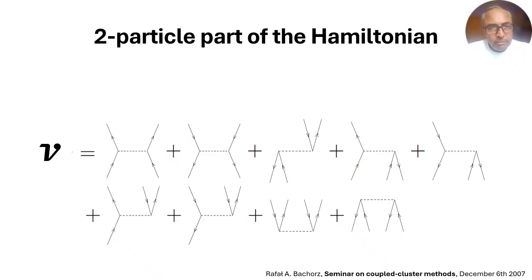From the two-particle part of the Hamiltonian, we get these 9 diagrams. The first diagram represents electron-electron interaction of an electron at this site with an electron at this site. The second diagram represents hole-hole interaction. The third diagram represents annihilation of an electron-hole pair at this site and creation of an electron-hole pair at this site, that is, exciton hopping.